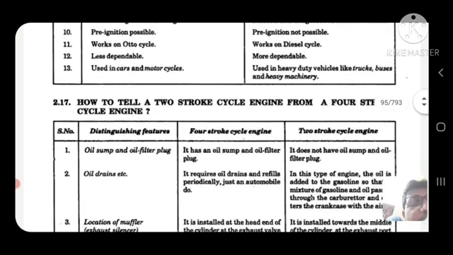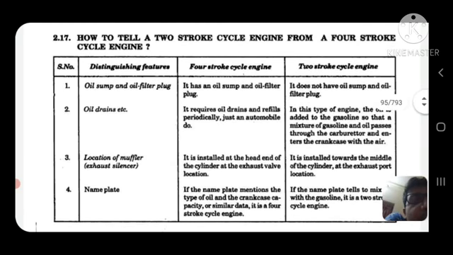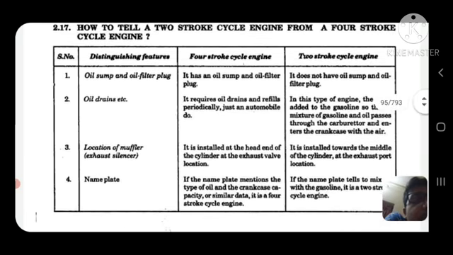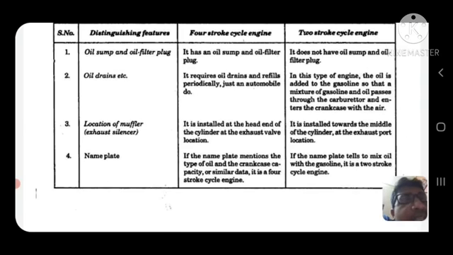Another one: how to tell a two-stroke engine from a four-stroke engine cycle. Four-stroke distinguishing features: it has an oil sump and oil filter plug. Two-stroke does not have an oil sump and oil filter plug. The four-stroke requires oil to be drained and refilled periodically, just as an automobile does.